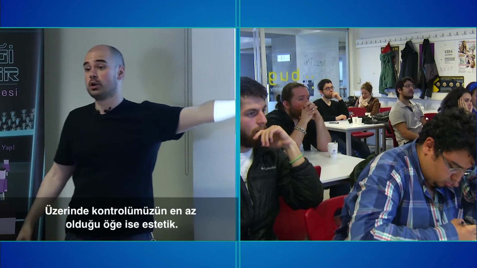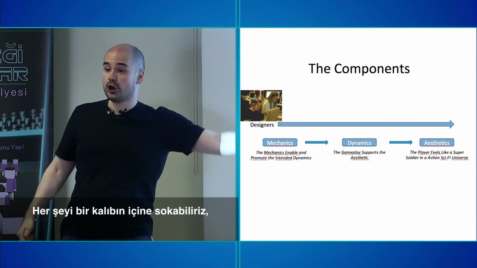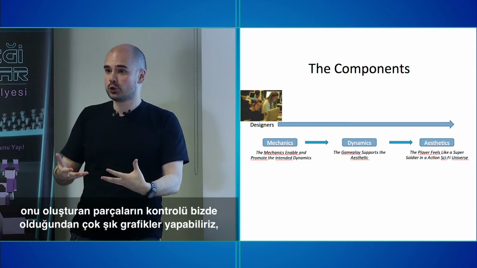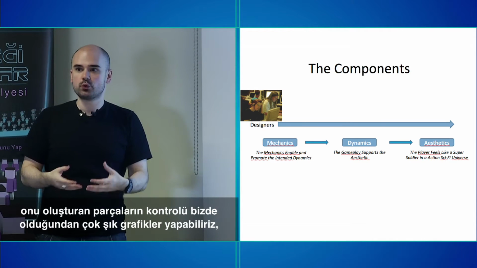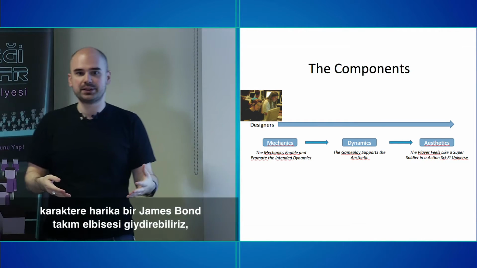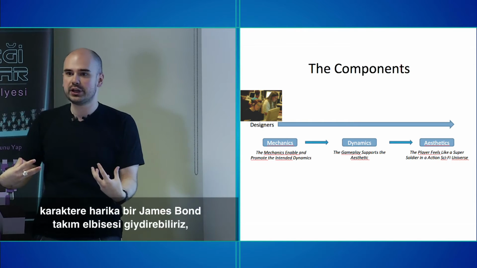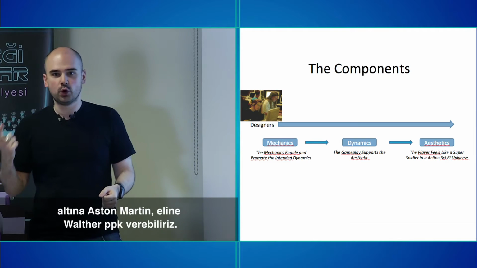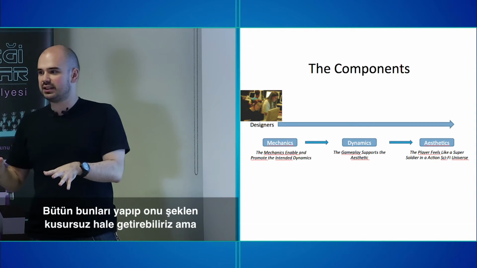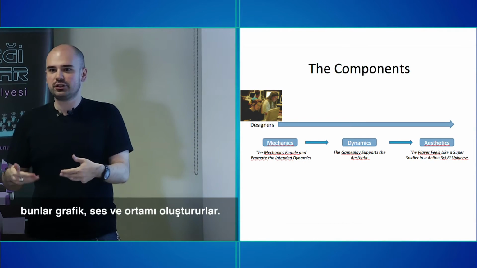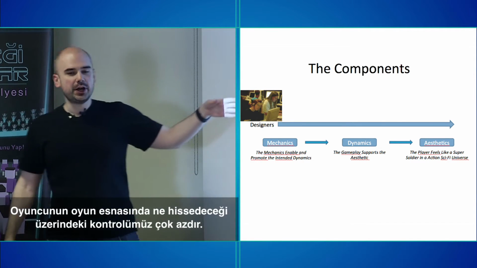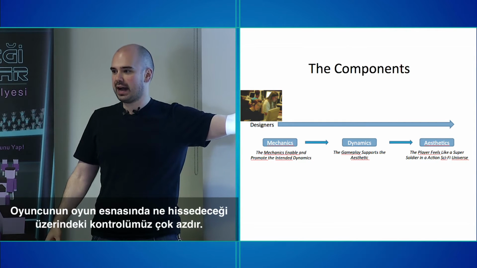And least control of all we have over the aesthetics. Sure, we can fit everything in a wrapper. We have control of the assets, right? So we can make really cool graphics. Oh, we're going to do 3D graphics, and we're going to put the guy in the coolest James Bond suit ever, and he's going to have the Aston Martin and the Walther PPK. So we can do all this stuff to make it correct, but that's just graphics and audio and setting. Right? We have very little control over what the player actually feels.